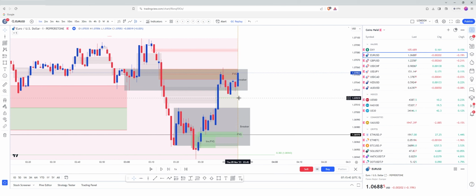Got a strong move now. You can't really see that because of this. So this is the open of the 15-minute candle, 3:45. So we're putting in this pullback pattern.